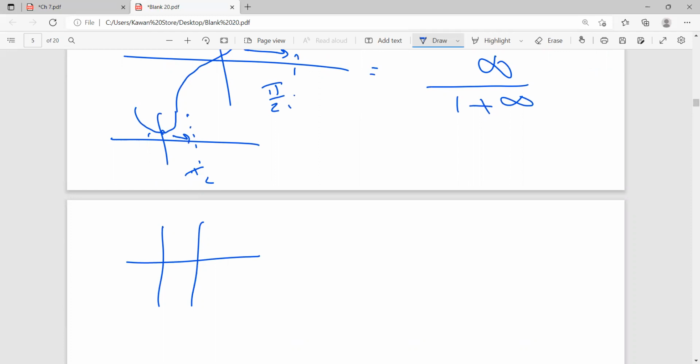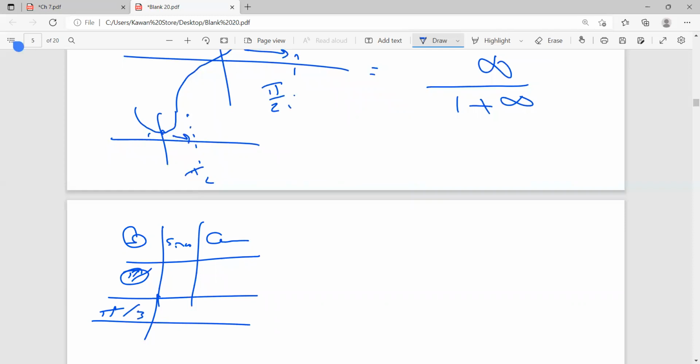I gave you that. We have theta, sine, and cosine. We start with 0, pi over 6, pi over 4. Do you remember that? And we see we have square root of, square root of, square root of.